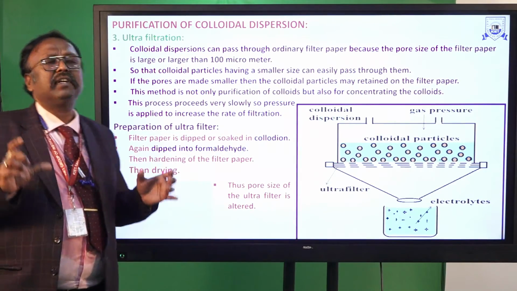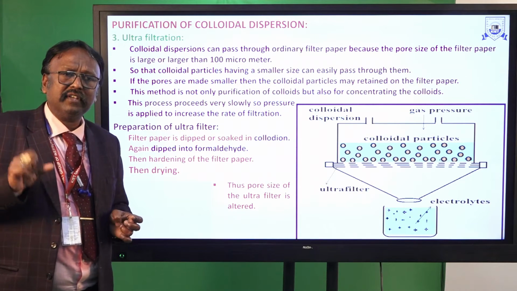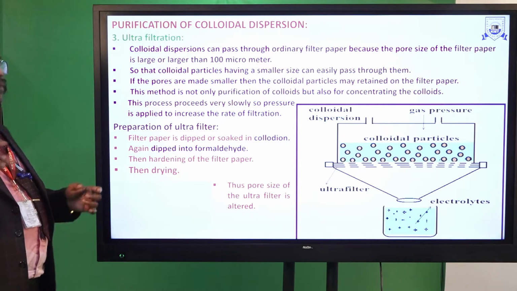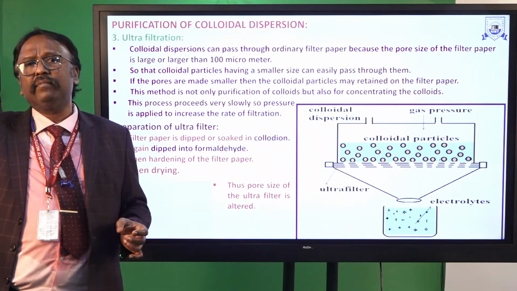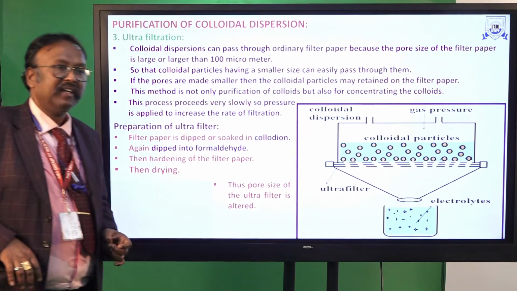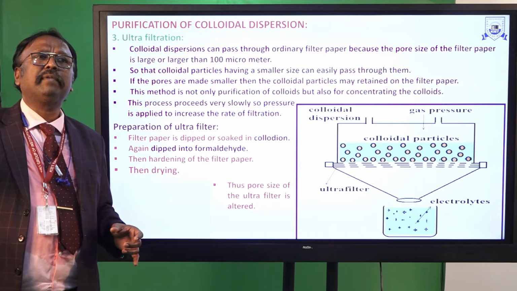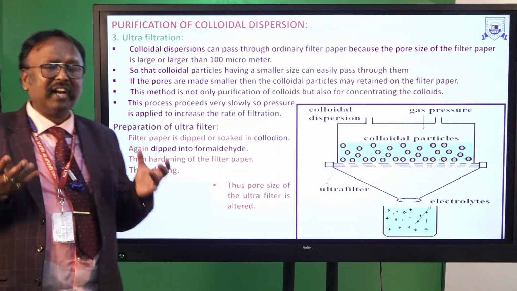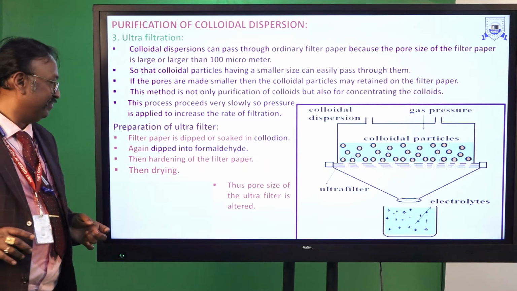First, normal filter paper is dipped or soaked in collodion and then dipped in formaldehyde. After soaking, you remove the filter paper from the collodion solution, then dip it in formaldehyde. After formaldehyde, remove the filter paper and subject it to drying. After proper drying, our filter paper is ready as an ultra filter.